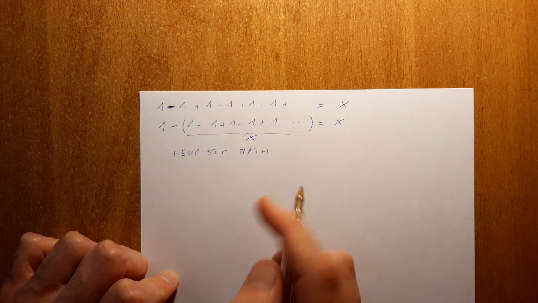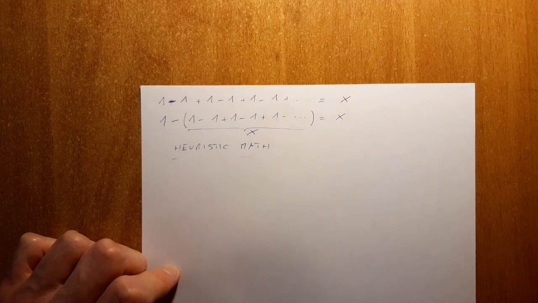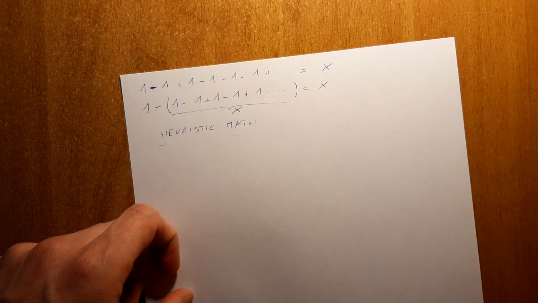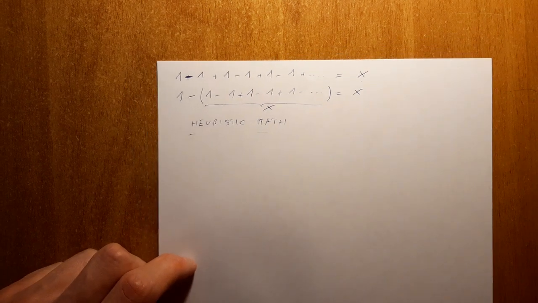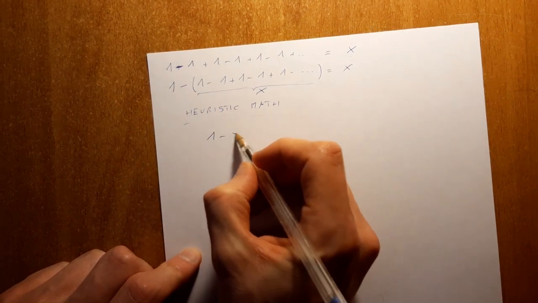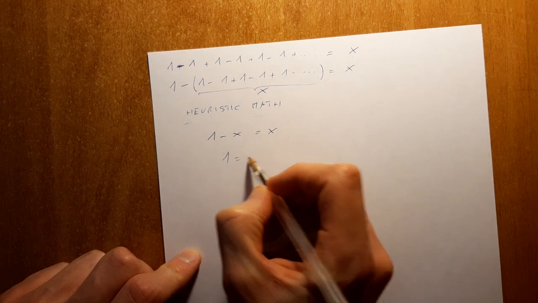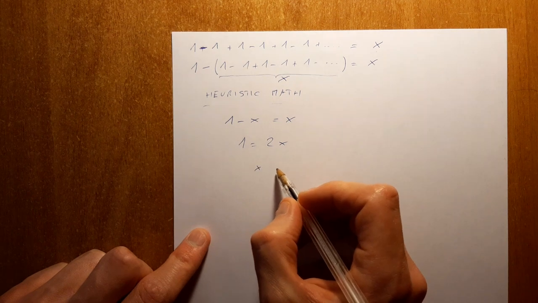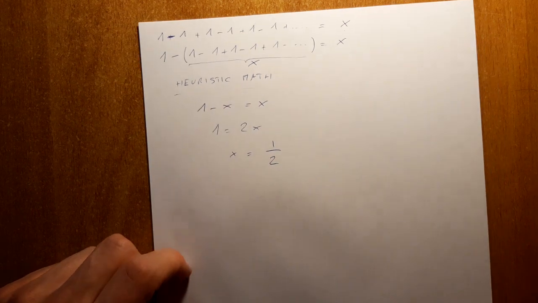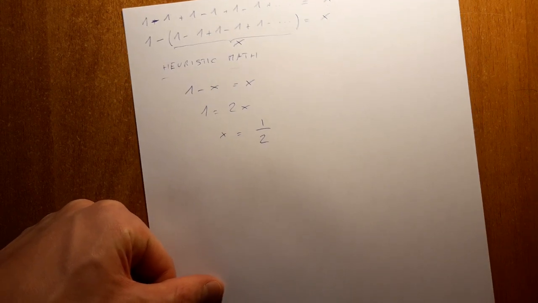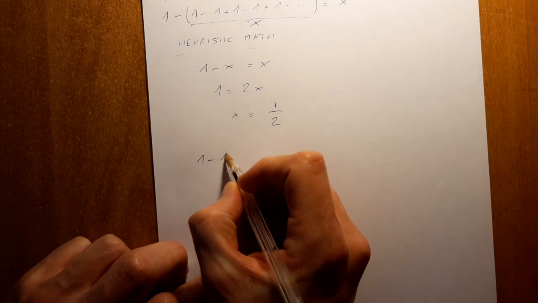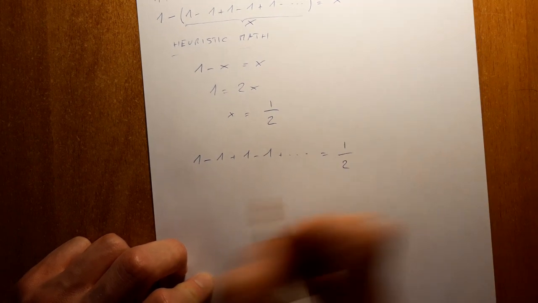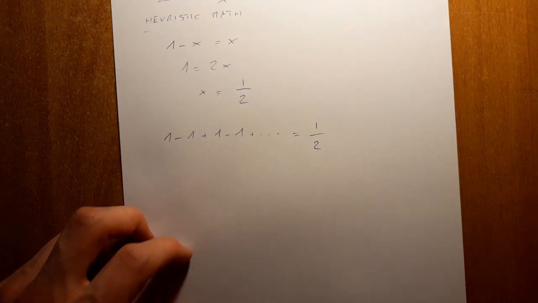This is not maths, this is heuristic maths, so I voluntarily do not respect some of the maths rules. So we have 1 minus x equals x, 1 equals 2x, x equals 1 over 2. Okay, so 1 minus 1 plus 1 minus 1 plus and so on equals 1 over 2, a half.